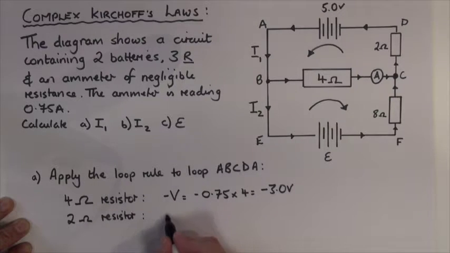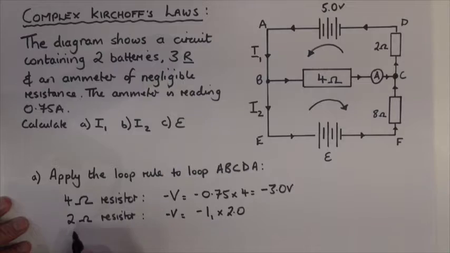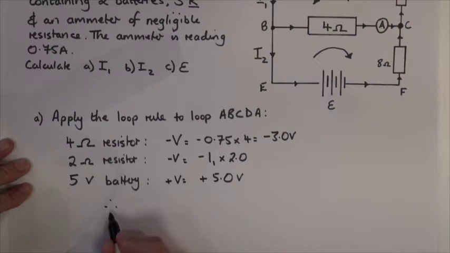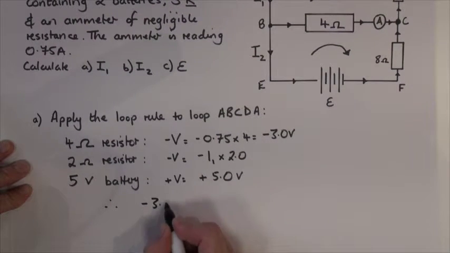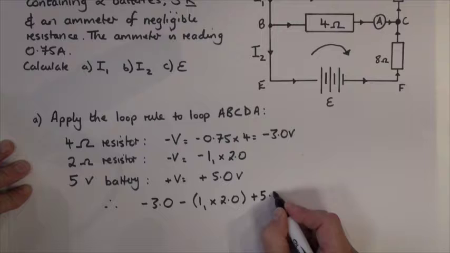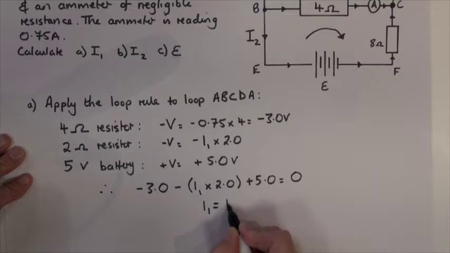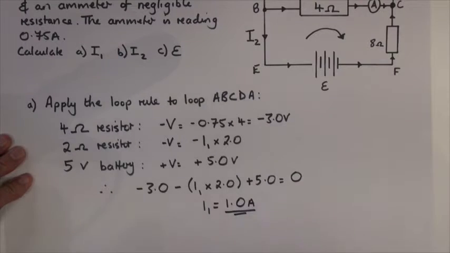If we follow the 2 ohm resistor, again it's following the current, so we get a negative voltage. We don't know the current in this case, so we call it I1, and we've got 2 ohms. That basically gives us negative 2 I1. If we look at the 5-volt battery, it's running in the opposite direction, so it's like going uphill, so we are adding 5 volts of energy. Combining these together, we get negative 3 volts minus I1 times 2 plus 5 volts, all equals 0, remembering a voltage loop must always come to 0. Rearranging this, we get I1 equals 1 amp.